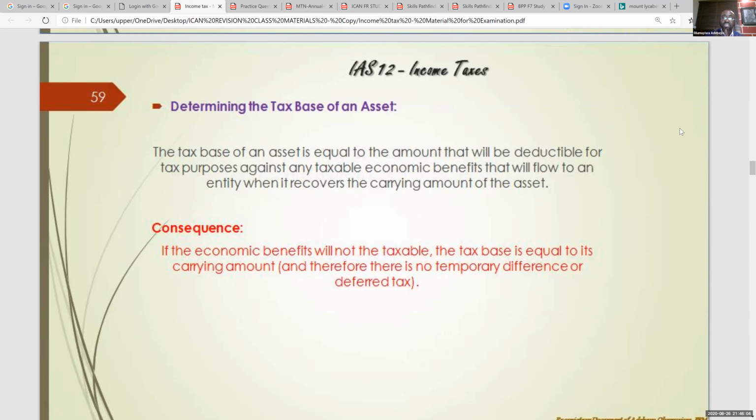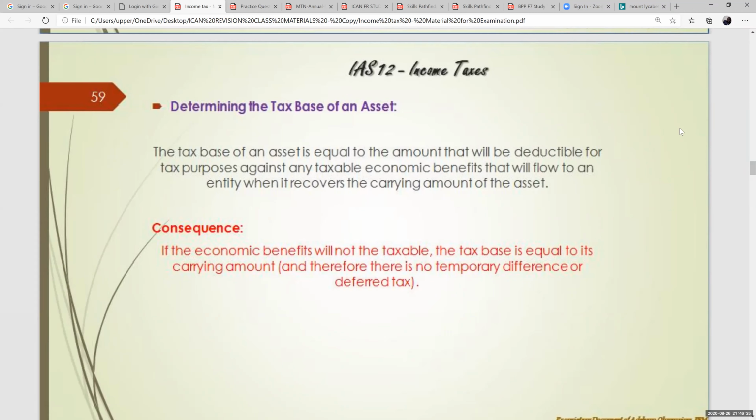And what is the further consequence of this? The further consequence is that when the economic benefit to which the asset is associated is not taxable or is totally exempted from tax, it then means that there is no temporary difference that could arise from such a transaction.